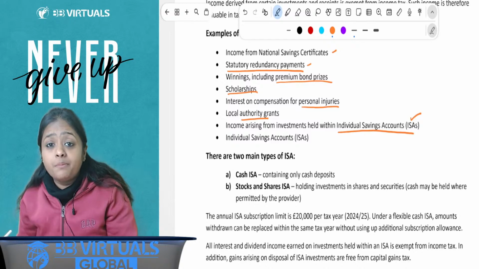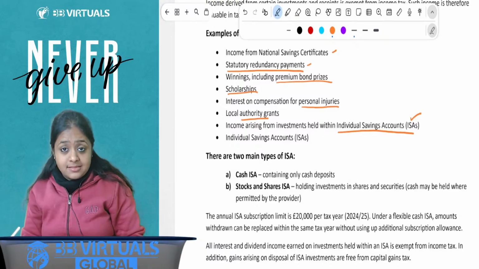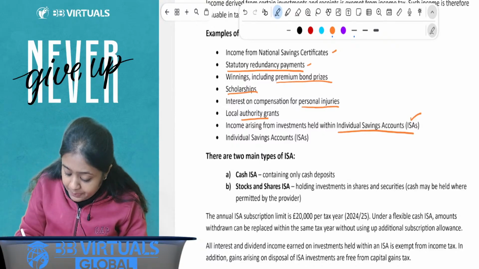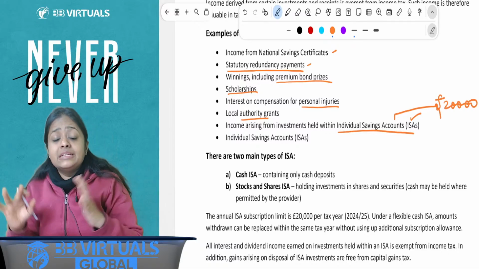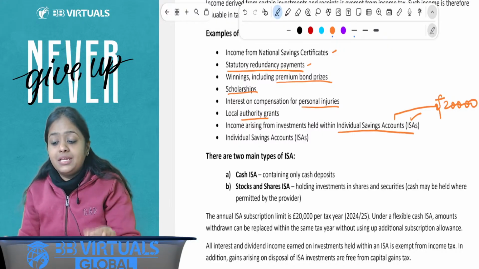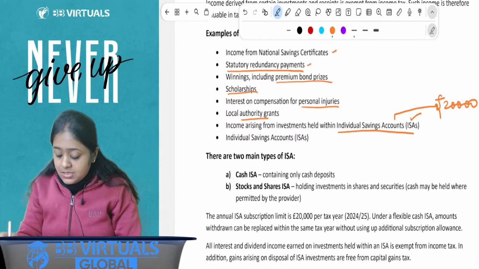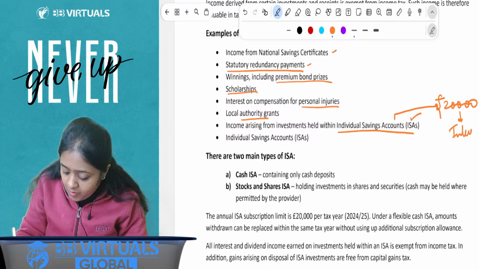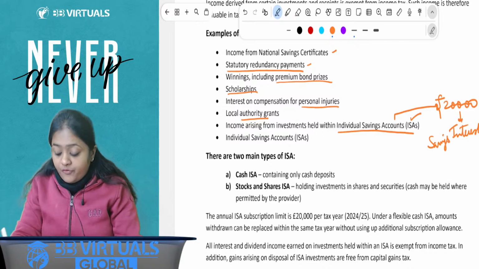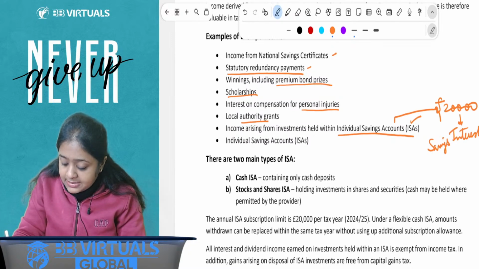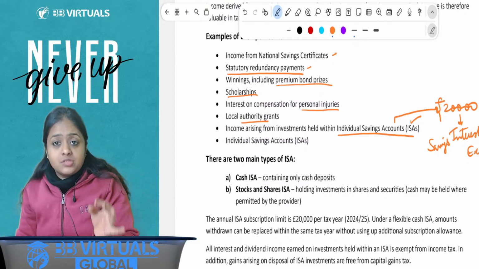Now what is so special about it? As an individual, whether it's me, you or anybody else, I can deposit up to 20,000 pounds in this account in a year. The maximum limit is 20,000 pounds per year. What is the use? Any interest that you earn on this account, because we earn savings interest, right? Any savings interest that you earn from ISA accounts, as we call them, is exempt. No tax on it.